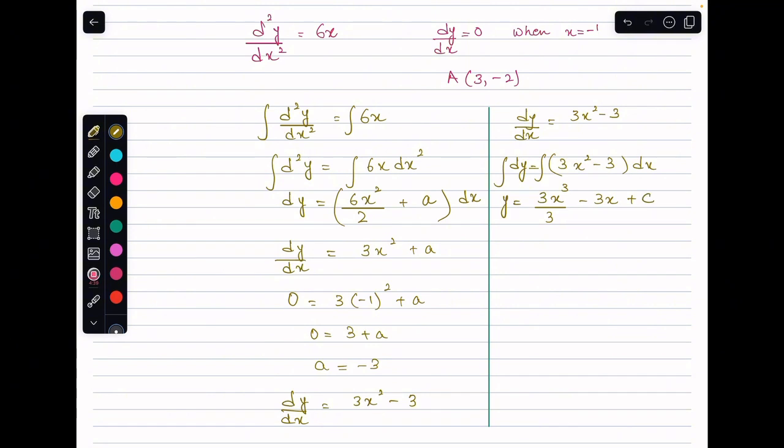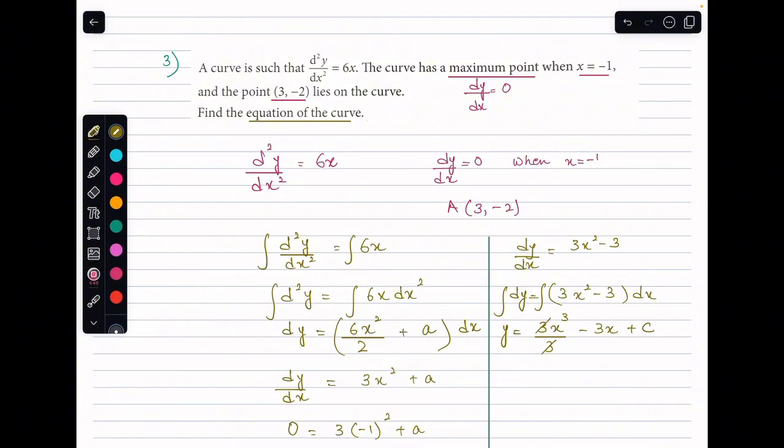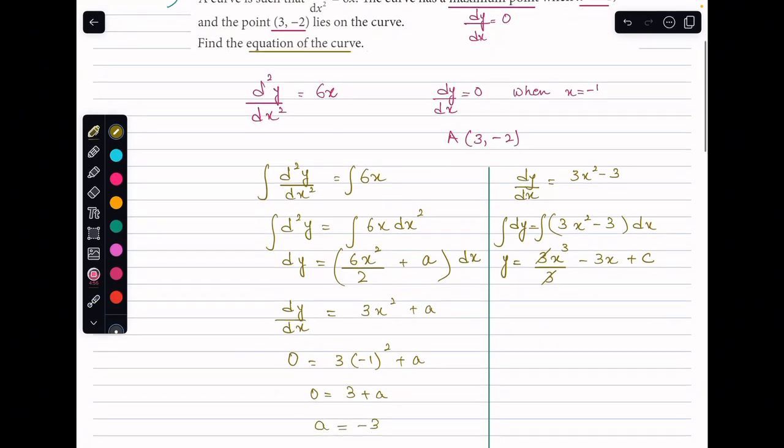So with that, this is going to be our curve equation, but I need to have the value of c also. For that, they have already given us the hint that the point 3, negative 2 lies on the curve. Therefore, in this equation, I can say that point A with coordinates 3 and negative 2 is present on the curve.